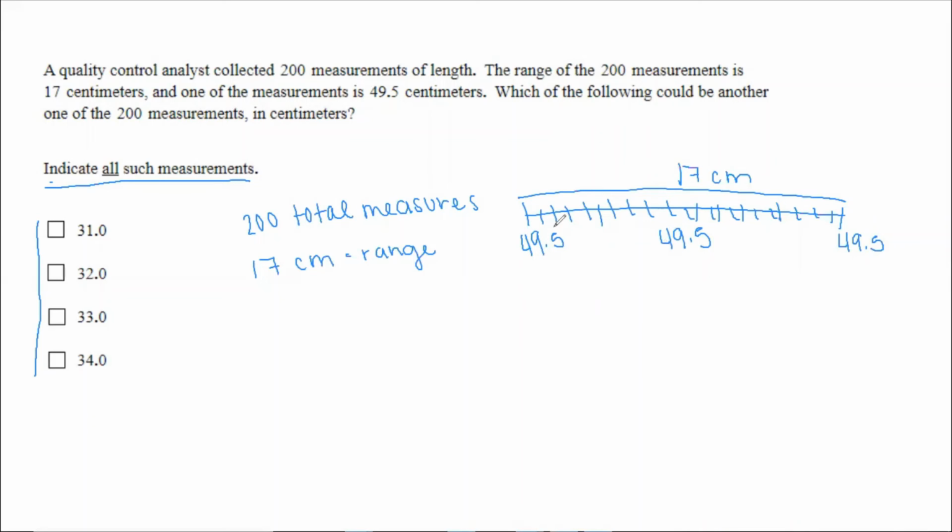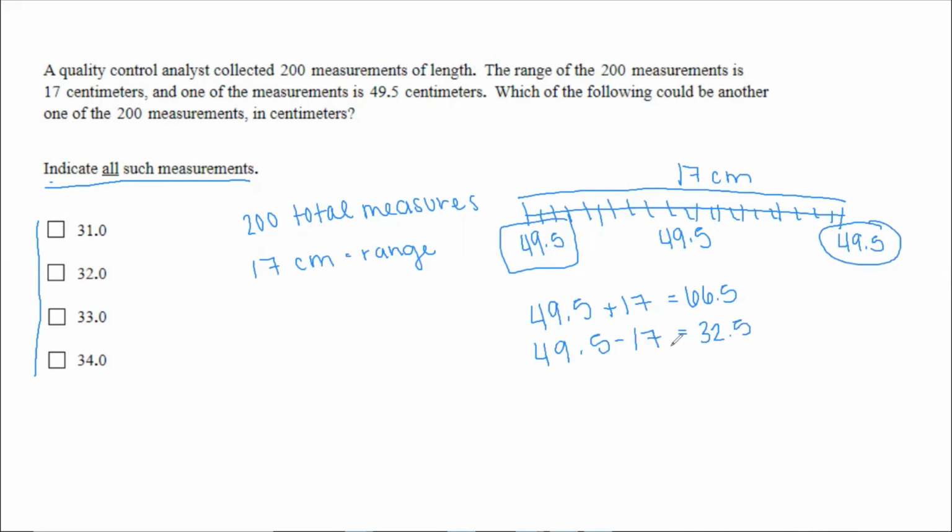So let's just say here we are at the bottom and we're starting with 49.5. The largest it could get is 17. So we're going to add 17 to that. And it's going to give us 66.5. Or we could have it all the way at the top, up here, and it could be negative 17 for the smallest. 49.5 minus 17 is 32.5.